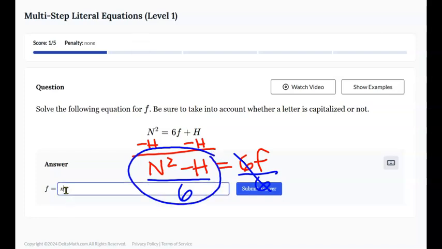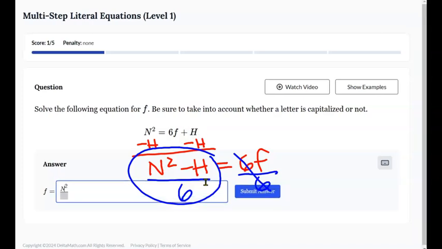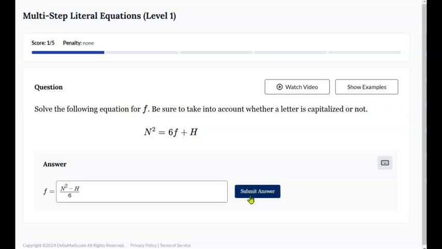N squared. Now this one can be tricky. It's capital N, so be sure to write that. But when you want it to be divided, even if you have a sentence, you have to click the division bar before you type subtract h. Otherwise, the fraction will just be under the h letter. And we want it under the whole statement. So be careful there. Click submit.